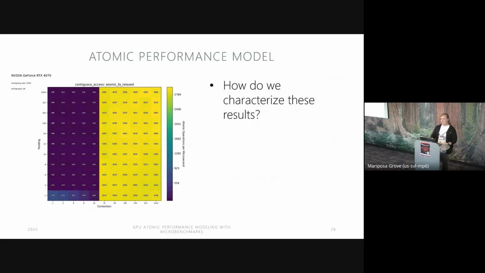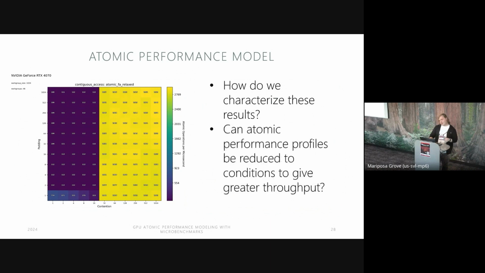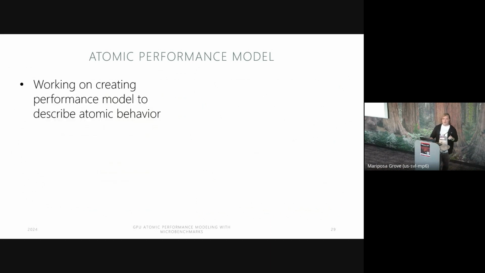So we, again, have 40 to 50 heat maps to work through, and they're not always so easy to talk about. I put this one up on the screen because we talk a lot about this one. It's really fun to talk about. No one expects a heat map to be bimodal. Not just how do we characterize results, but specifically, can we create atomic performance profiles that we can reduce to conditions that give greater throughput on different devices based on these profiles that we've gotten from our microbenchmarks? So we're working on creating an atomic performance model that will allow us to describe their behavior as we sweep through these characteristics.